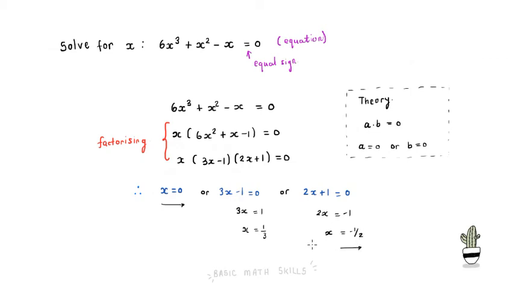So that's the three solutions that we have for x, and this basically just means that if you take these x values, say the x value of 0, and you substitute it back into the original expression, your output will be 0. And that is true for all of these x values: the x value of 0, the x value of 1/3, and the x value of negative 1/2.